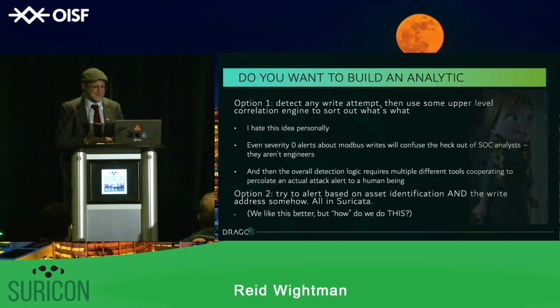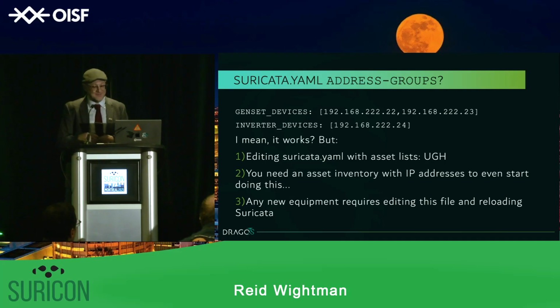This is really bad. The other method is to try to do everything in one system. And so that's what this talk is really about, is trying to do all of this in Suricata. And the question then becomes, okay, how are we going to do this? So there's the somewhat obvious way, which is to use the Suricata configuration address groups. You can edit the Suricata YAML file. You can go out and figure out the IP addresses of all your different equipment, put them in an address group, and then you can have rules that use these address groups.